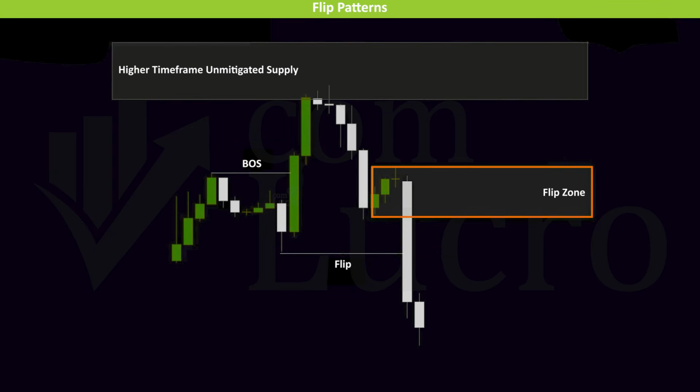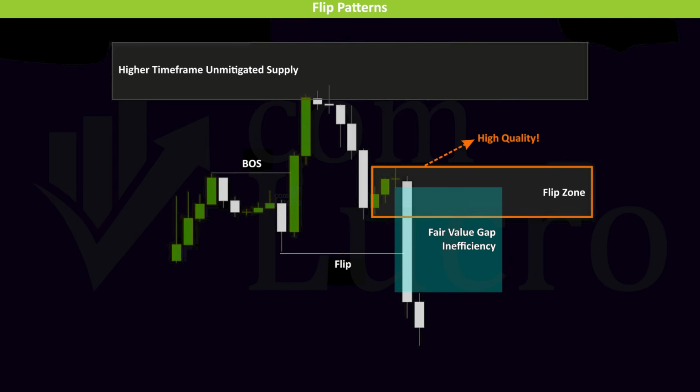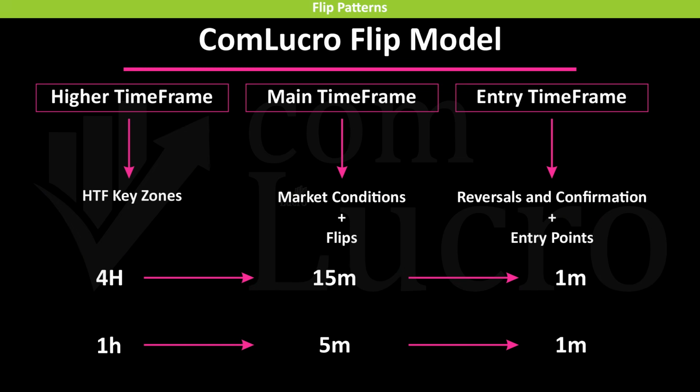Flip patterns also become more reliable when price leaves a noticeable inefficiency during the flip, because price is far more likely to return and mitigate the flip zone. To use this model correctly, you need 3 time frames. A higher time frame to identify unmitigated areas of interest, such as supply or demand zones. A main time frame to analyze overall conditions and spot flip patterns and flip zones. And an entry time frame to zoom in and look for reversals and confirmation signals. This is where your entry will be placed.